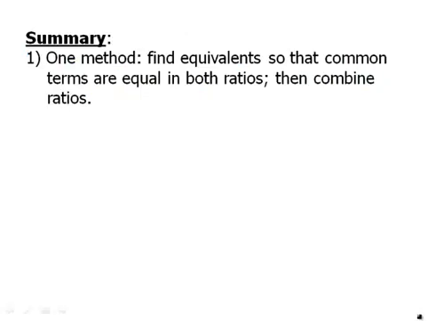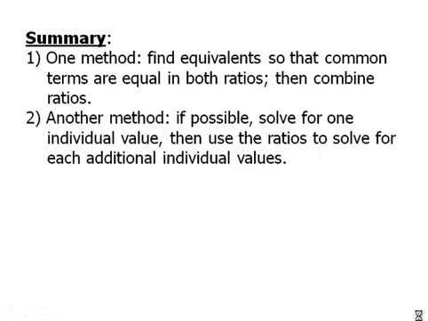In summary, one method we can use is find equivalence so that the common terms are equal in both ratios, then combine the ratios into one big ratio. Another method, if possible, solve for the individual value and then use ratios to solve for each one of the individual values. So there's not a general rule about which one is better. Different problems will be better suited for one or the other.